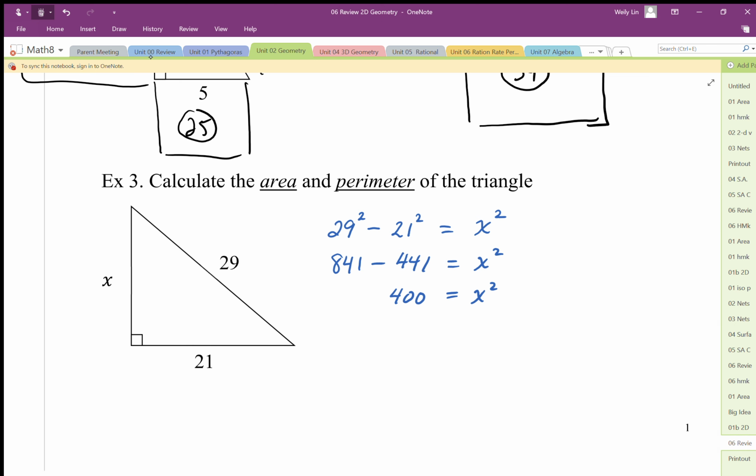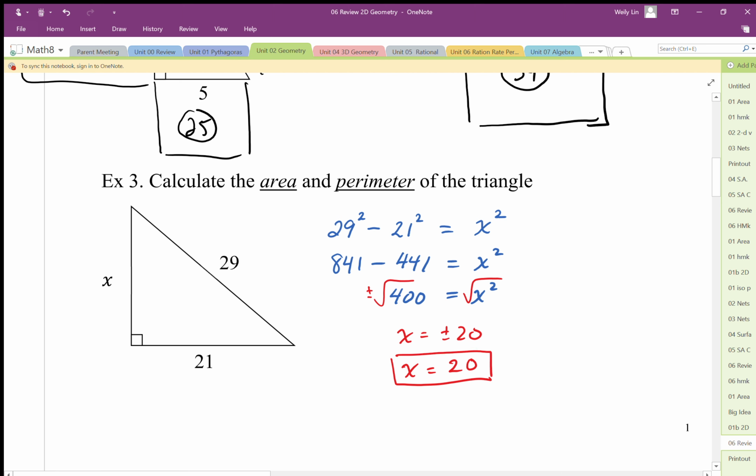If I want to find the side length, I need to square root both sides. Okay, so I get plus minus. So x is equal to plus minus 20, but we don't need the negative, so we're just going to say that x is equal to a side length of 20. And again, remember that what we're working with here are the areas, and we still need to convert this to side length by square rooting.